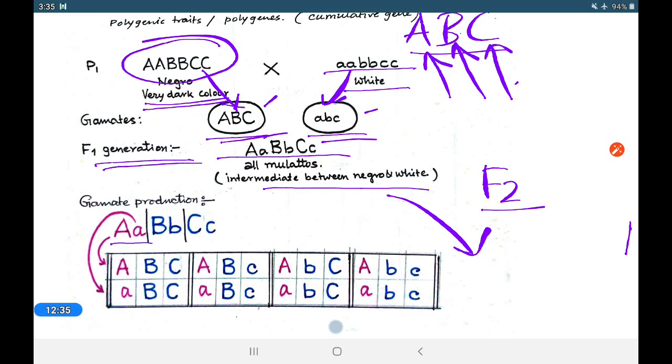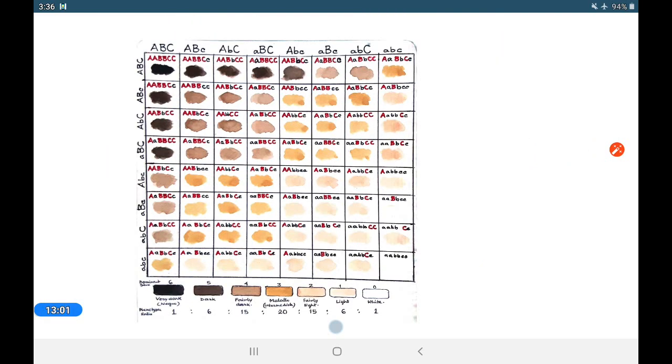Look here, these three are on separate chromosomes. So here it will combine in this way. Carefully take a look at how it is combined. So there will be 8 gametes. Here you can see all 8, total 64.